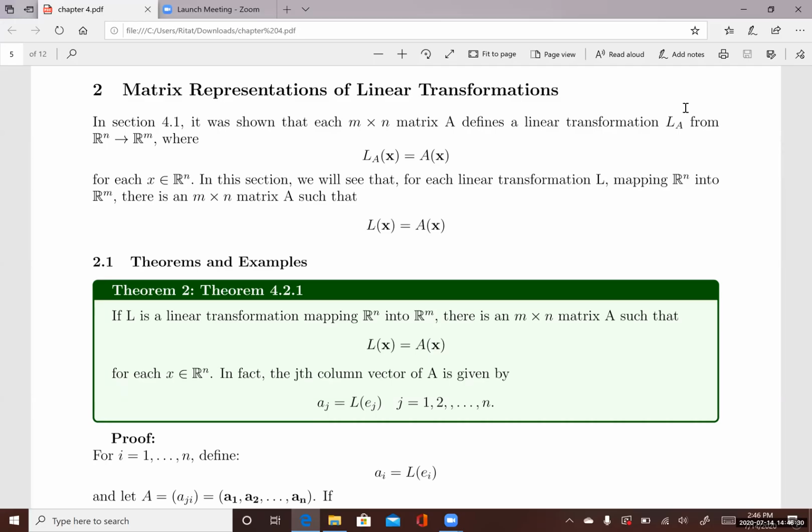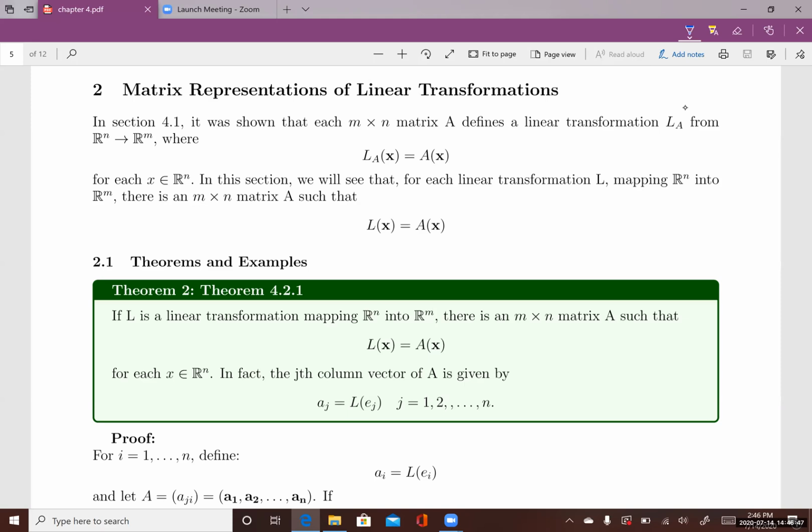This lecture talks about the matrix representation of a linear transformation. First of all, remember in the previous lecture, it was shown that each linear transformation can be represented using a matrix. If you have a linear transformation L from Rn to Rm, then you have a matrix A such that L(x) equals A times x, where x is a vector in Rn. So you can use a matrix instead of using the definition of linear transformations.